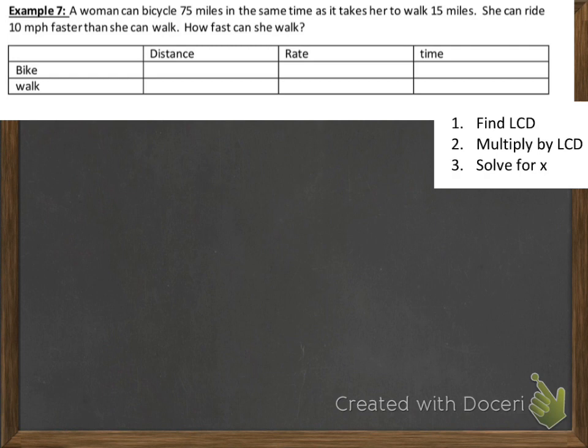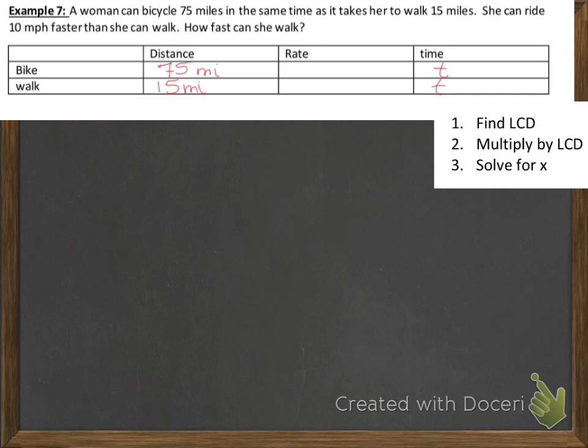Okay, we have one more example here. It says a woman can bicycle 75 miles. So let's fill that in, 75 miles in the same time, so we'll call that t, as it takes her to walk 15 miles. And that makes sense, right? Because bikes are much faster than walking, so you can traverse a lot more distance on a bike than you can on foot. So again, the time is the same.